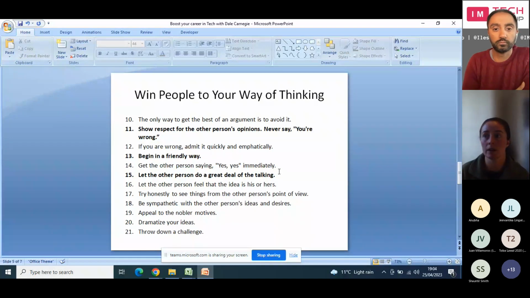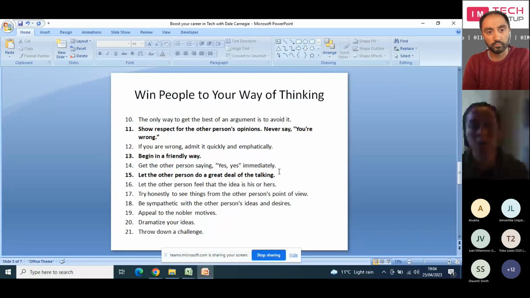In terms of winning people to your way of thinking, by letting someone talk about themselves, it can actually let the other person sometimes talk themselves around to your way of thinking. Also, if you let them do lots of talking, you can ask them questions which can again alter the way that they think about that, or can again win them around to your way of thinking about it.